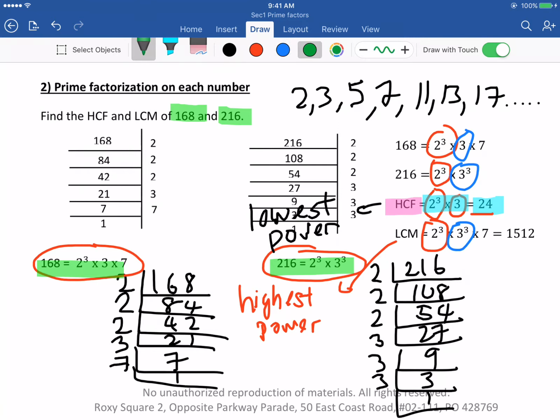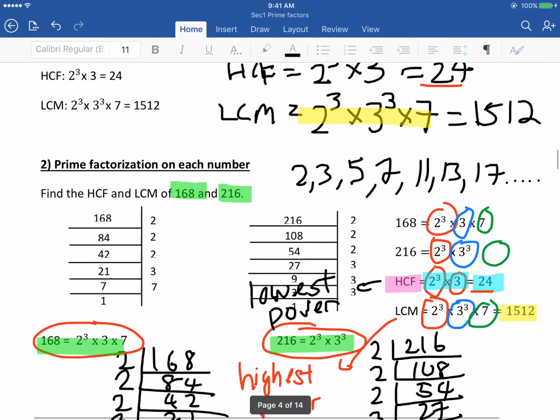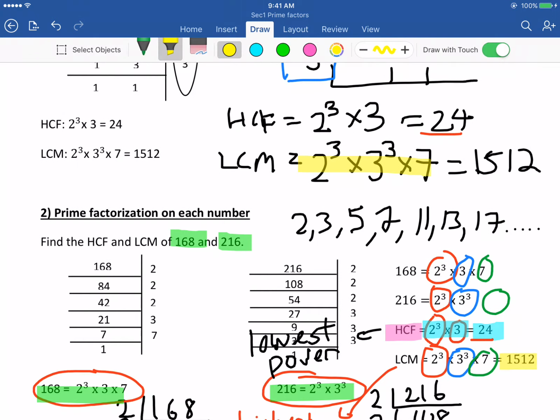Okay, the next one. 7 and nothing. Which one has the highest power? 7. Okay, so you're going to work it out. The answer will be what? 1512, which is exactly the same as the previous one.